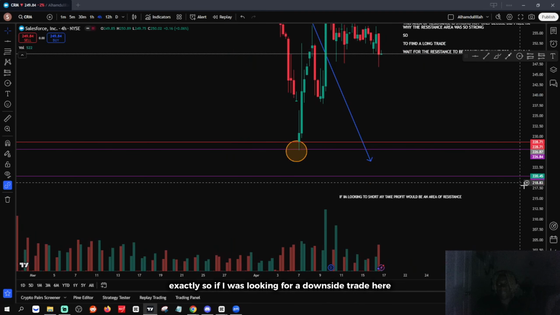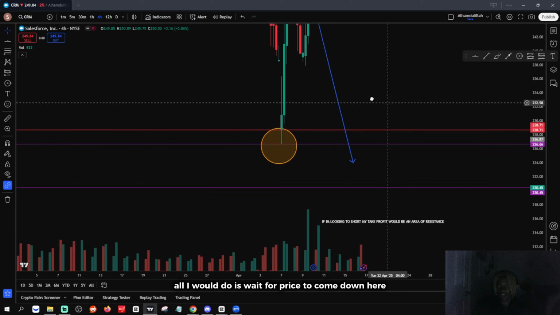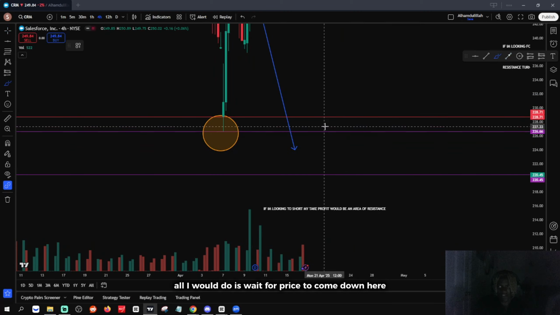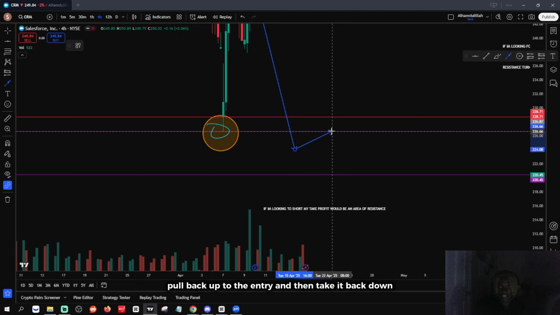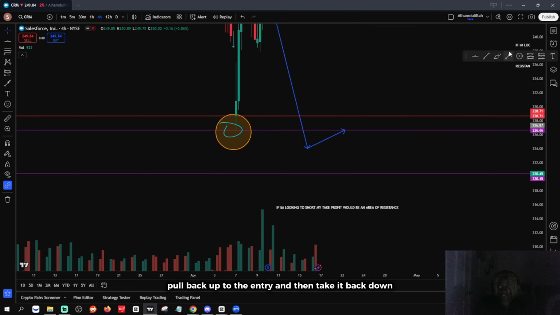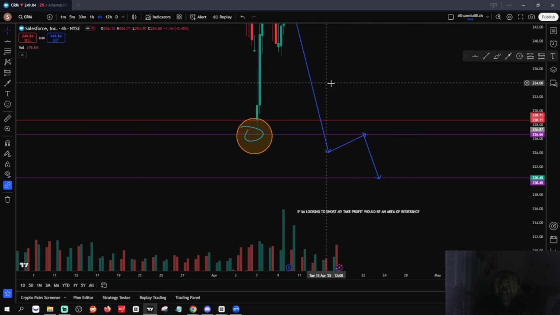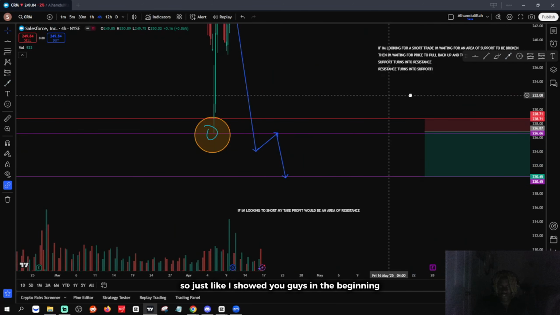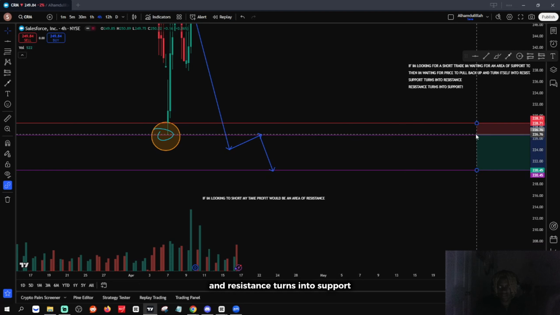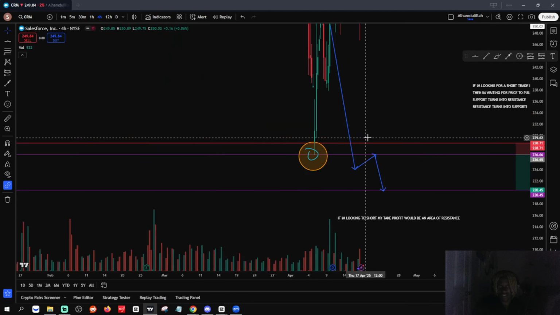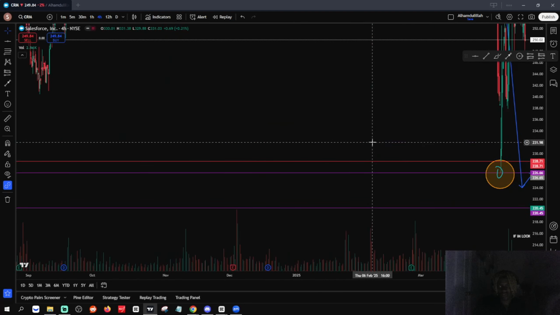Exactly. So if I was looking for a downside trade here, all I would do is wait for price to come down here, wait for price to break down, pull back up to the entry, and then take it back down. So just like I showed you guys in the beginning, support turns into resistance, and resistance turns into support. Okay?